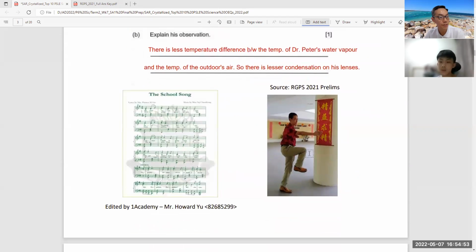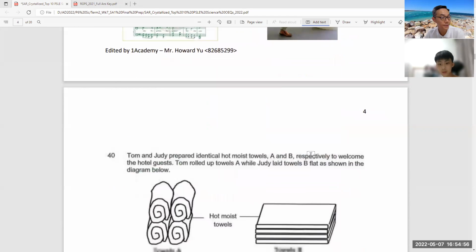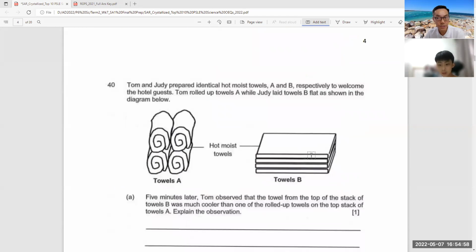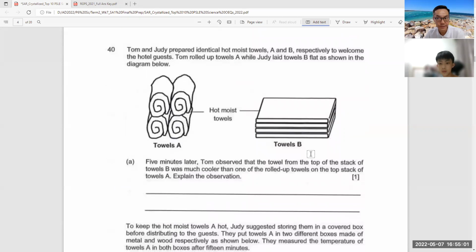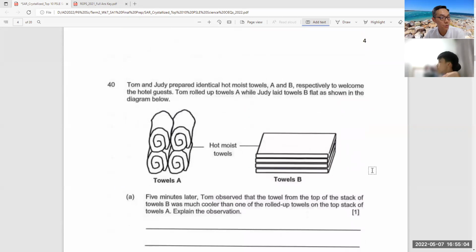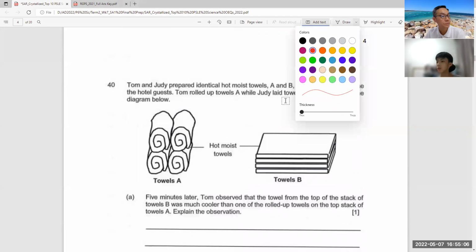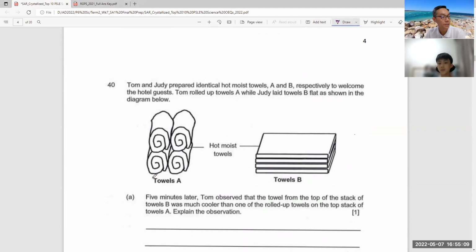So similarly, this is from the RGPS 2021 prelim paper. Okay, next question is also about heat loss and heat gain, also from the same school. So notice here, tower A is being rolled up, tower B is not rolled up. So it says that 5 minutes later, Tom observed that the tower from the top stack of tower B was much cooler than the roll-up towers on the top stack of tower A.